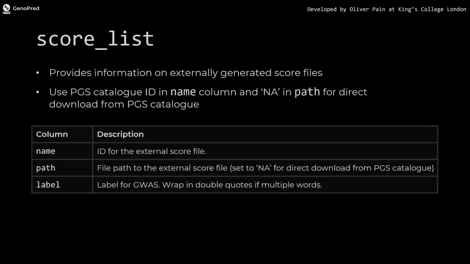The score list is also a whitespace delimited file. It has 3 columns and a row for each score file. The name, path, and label columns are the same as those in the GWAS list file. However, in the score list, the path column can indicate the location of the score file, or if the name corresponds to a polygenic score catalog ID, the path can be set to NA, which will trigger the pipeline to download the score file directly from the polygenic score catalog.